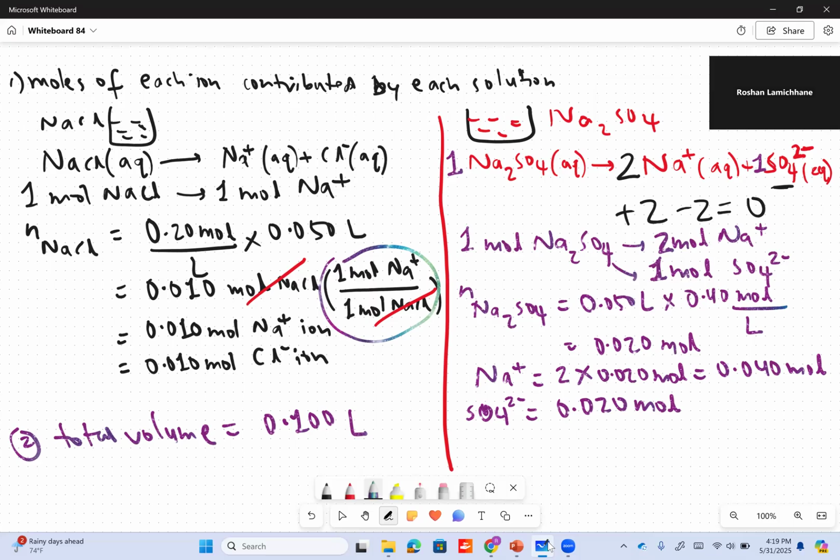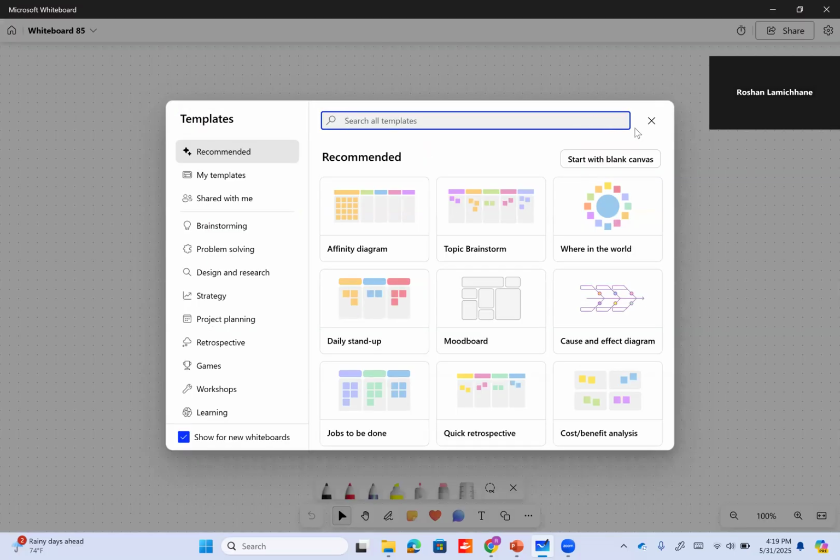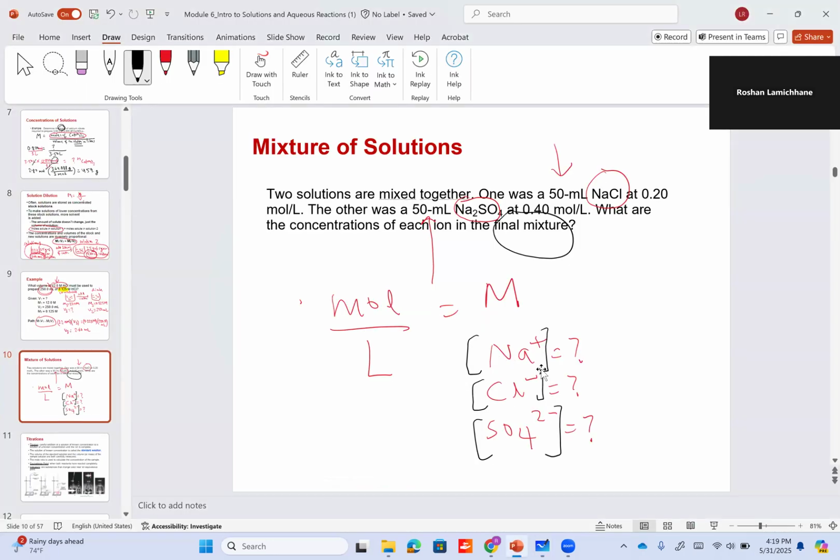So my last step for this is basically, because my goal, remember, if you go back to our slide, is to figure out the concentration of Na plus in the mixture, Cl minus in the final mixture, and sulfate ion in my final mixture. So my first goal is Na plus concentration, which is total number of moles in the mixture divided by total volume in liters.